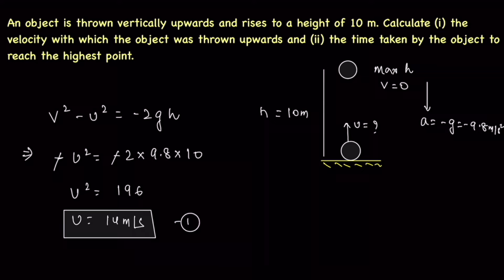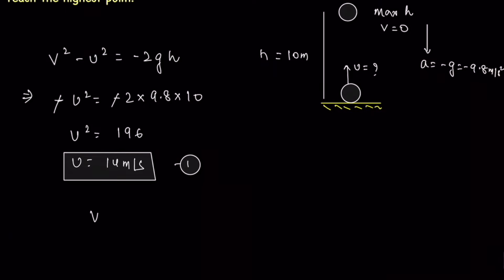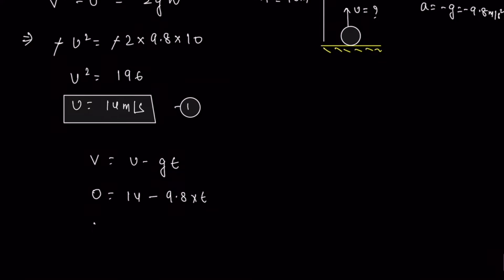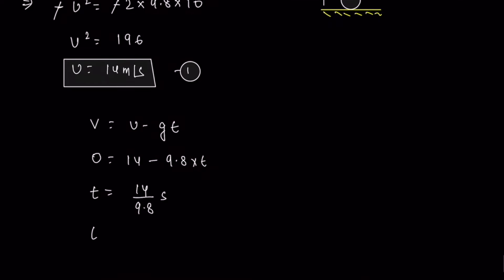In the second part, we have to find the time taken by the object to reach the highest point. So we can use the formula v = u − gt. v is 0, u is 14: 0 = 14 − 9.8 × t. So from here, t = 14 / 9.8 second. After solving, t comes as 1.43 second. This is the answer for the second one. I hope you understood this question properly.